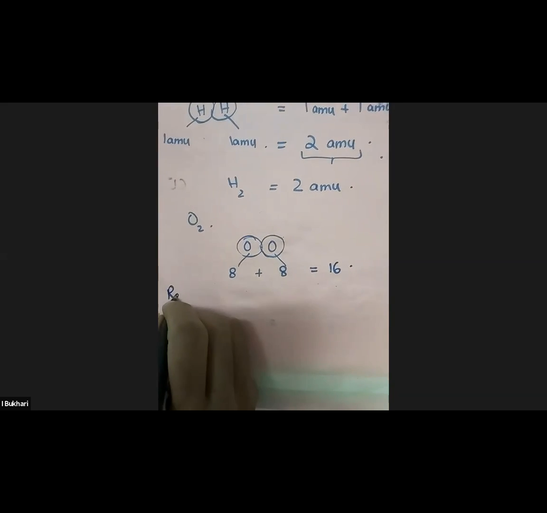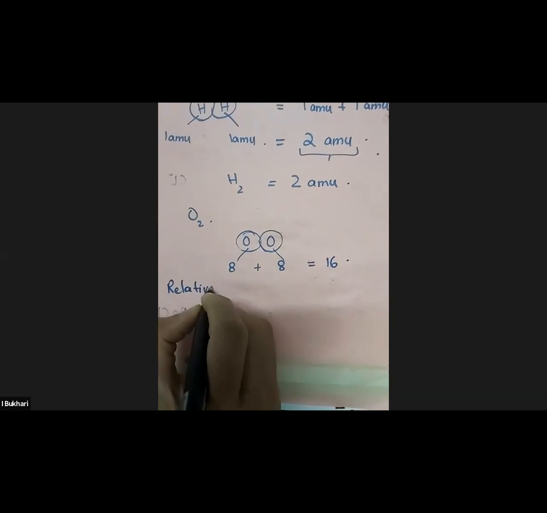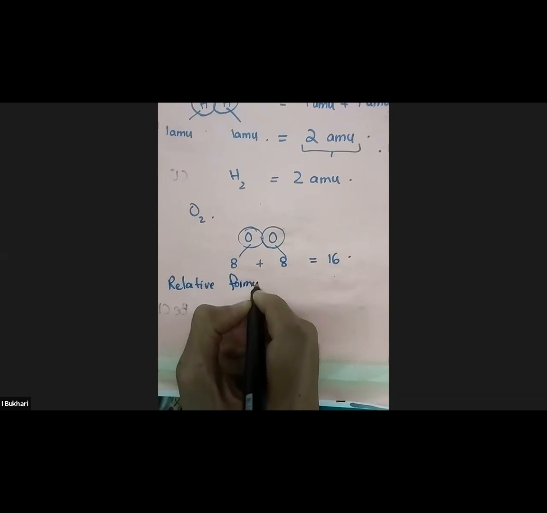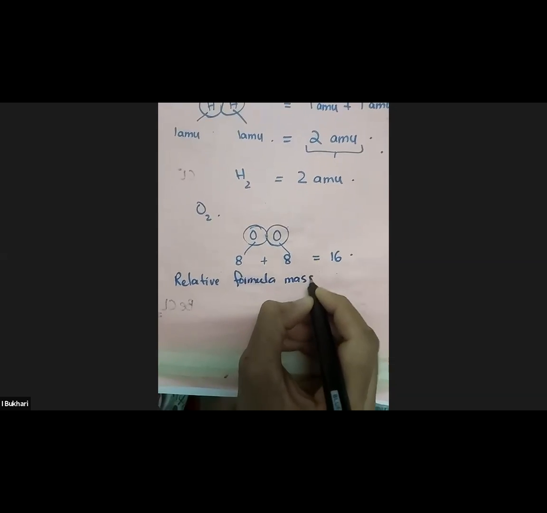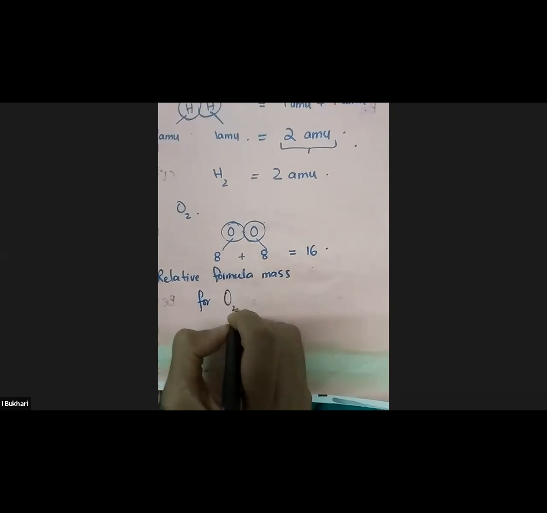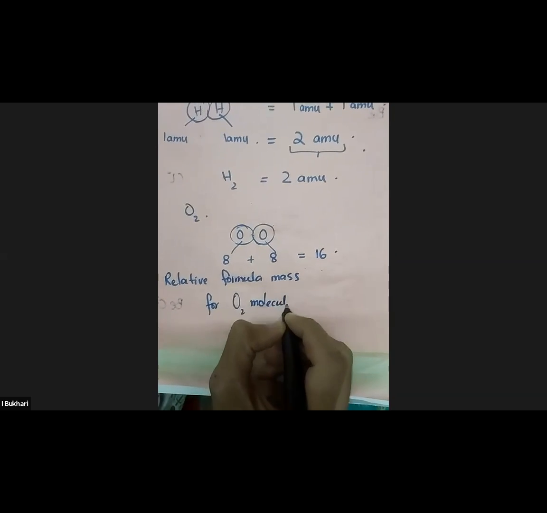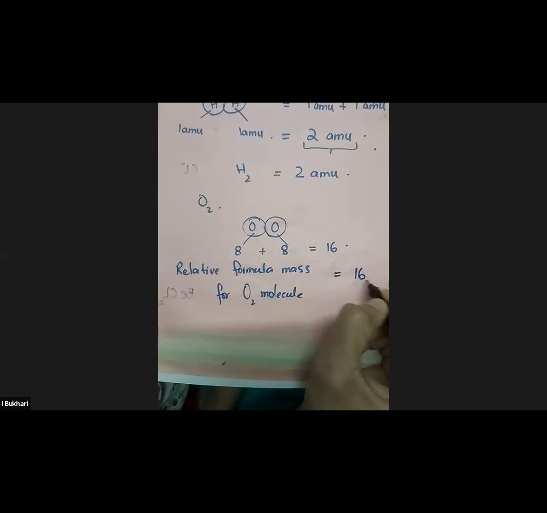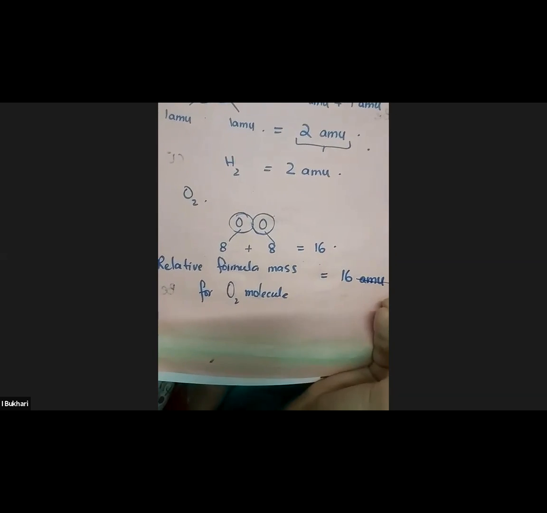So the relative formula mass for the oxygen molecule is 16. You don't even have to write AMU, because this is relative, and relative quantities do not have units. So you can just write 16.